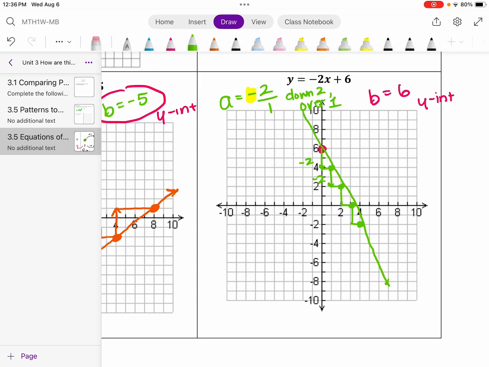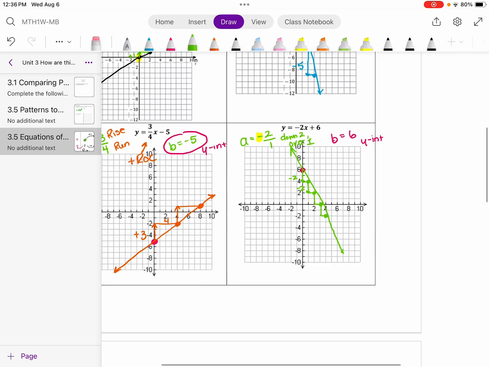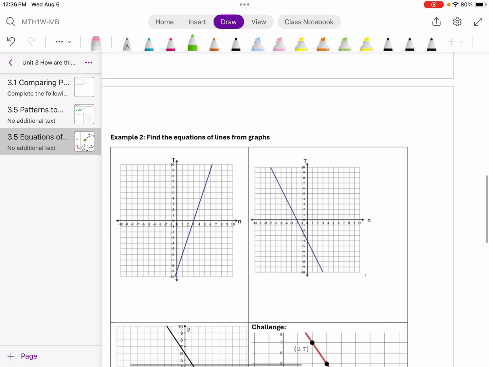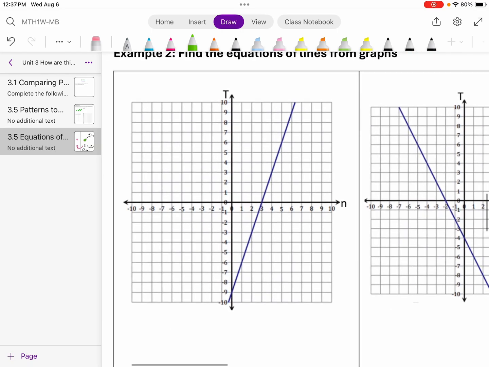There we go. And that's how we graph equations of lines. So you start by plotting your y-intercept, and then you use your rise over run to get to your next point. Okay. The other thing that sometimes happens is you might be given a graph and you have to come up with an equation. So I'm going to ask you to push pause. I want you to see if you can come up with equations for these lines.